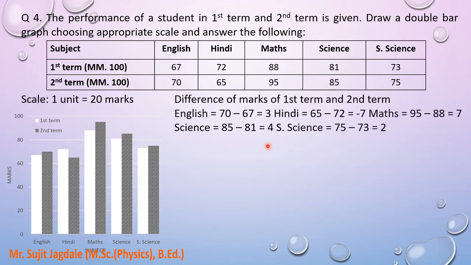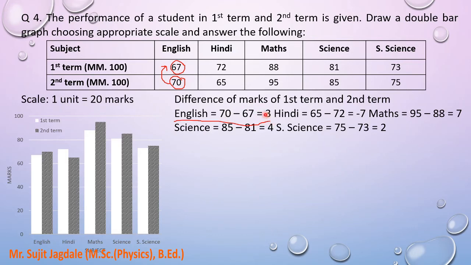Now first of all we can calculate the difference of marks of first term and second term. For each subject we have to calculate that difference. Okay, how to calculate that difference? Here we have to take the difference between 2 marks. So subtract the first value, that means 67, from the second value. So we get the first difference for English. What is the difference? 70 minus 67, it is 3.